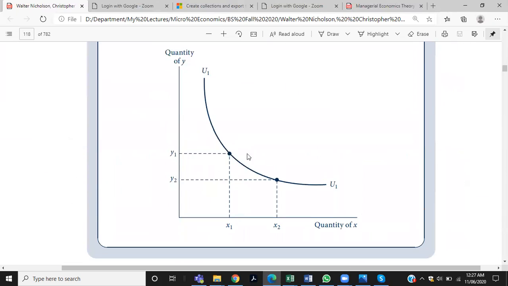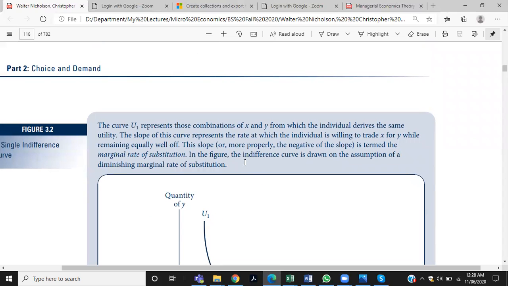So this person is indifferent between consumption of two goods, either this combination or this combination. Both combinations of x and y provide him an equal level of satisfaction, so it makes no difference for him whether he is using this combination or any combination represented by any point on this curve. So this is the reason why it is called an indifference curve.